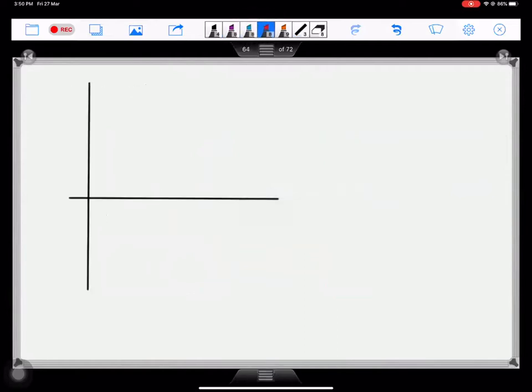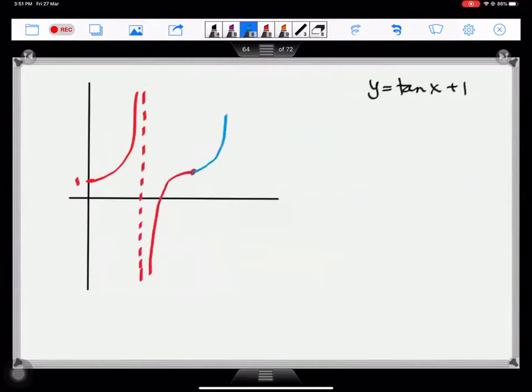For example, if I'm supposed to draw the graph of y is equal to tangent x plus 1, that means I can draw it from 1. So therefore, the graph goes like this. Stops here. Then another one in blue. And then it goes like this. So therefore, at 45 degrees, what will happen? At 45 degrees, this value will now be 2. At 135 degrees, it should be 0.